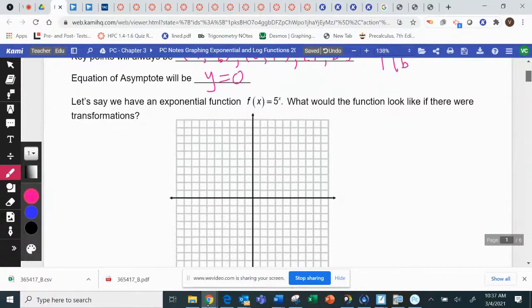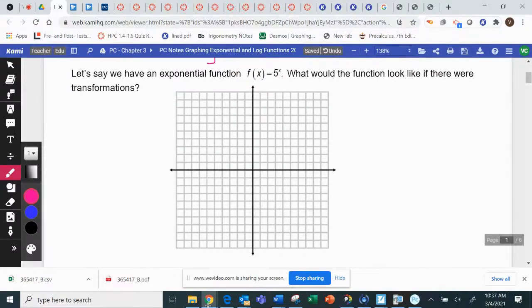So let's say we have the function f of x equals 5 to the x. Let's graph that function.